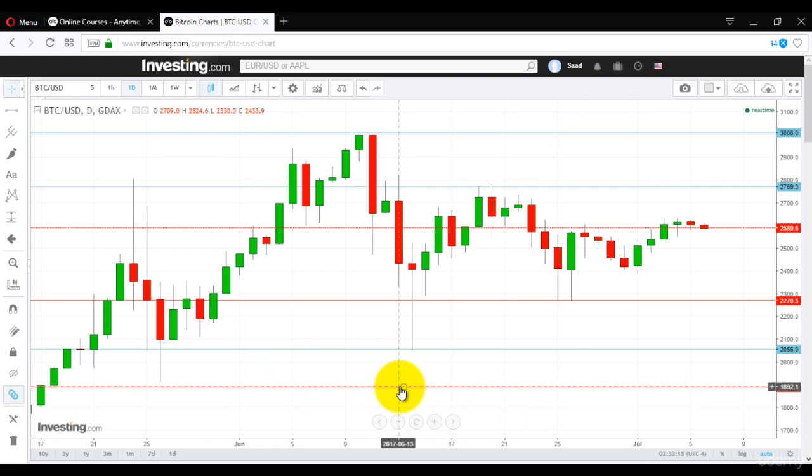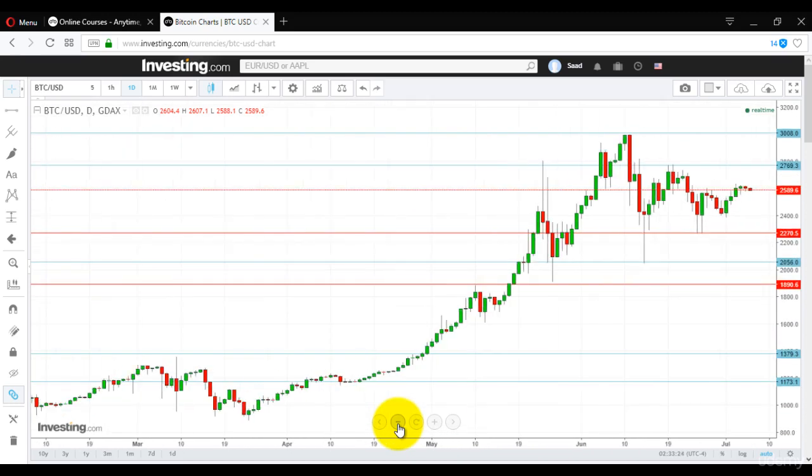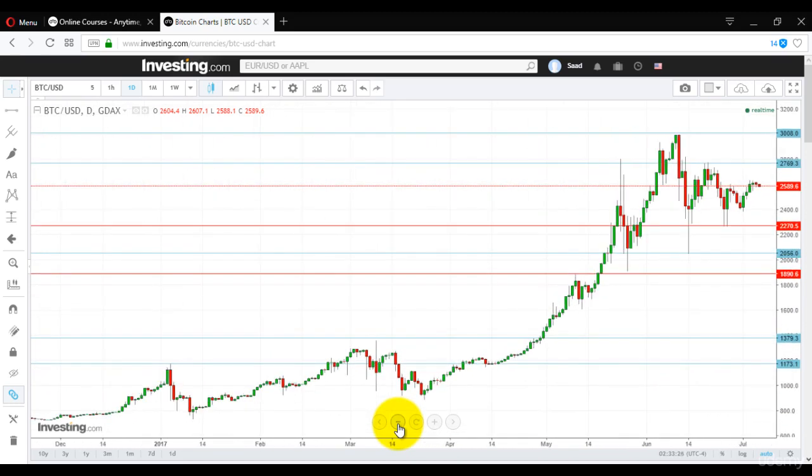So our weekly and monthly chart lines are coming on the daily level, and they represent the future, because if it falls, your first target will be this 2270. If it falls, the second target will be 2056. If it falls, the third target will be 1890. But if it rises, the first immediate target is 2769.